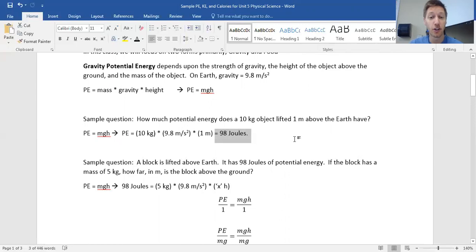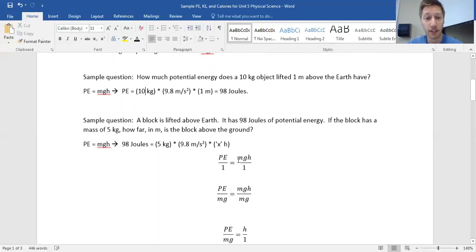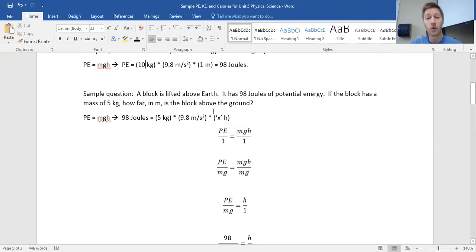Some of your problems might make you solve for something besides energy, solving for one of these other things. So let's do a little algebra together here. Same kind of question, but we're going to solve for the height of the block above the Earth. We lift the block up above Earth, it has a certain amount of potential energy, and we're given the mass as well.